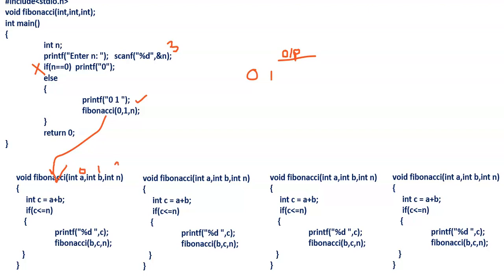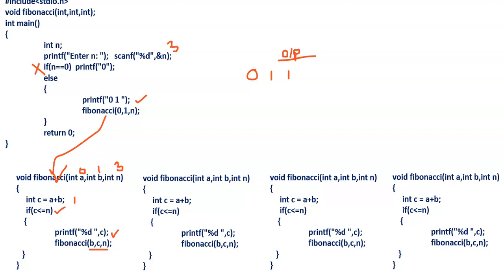Now what is n value here? n value is 3. Then in this Fibonacci function copy, c is calculated. What is c value here? a plus b, 0 plus 1, that is 1. Again we check c is less than or equal to n. That means 1 is less than or equal to 3. This condition is true. Then we print c value, 1. And again we call the Fibonacci function with values b, c, n.